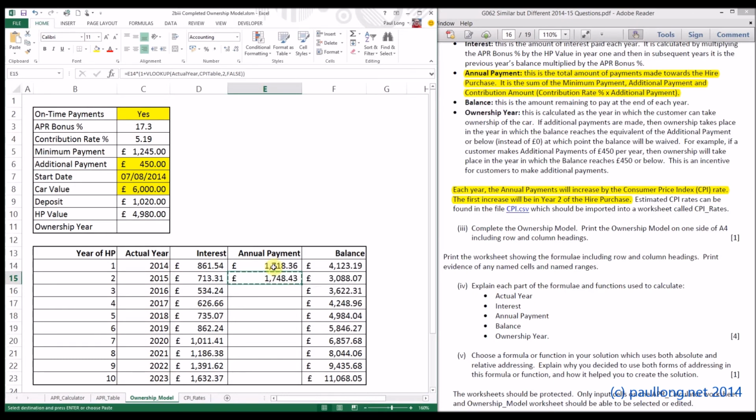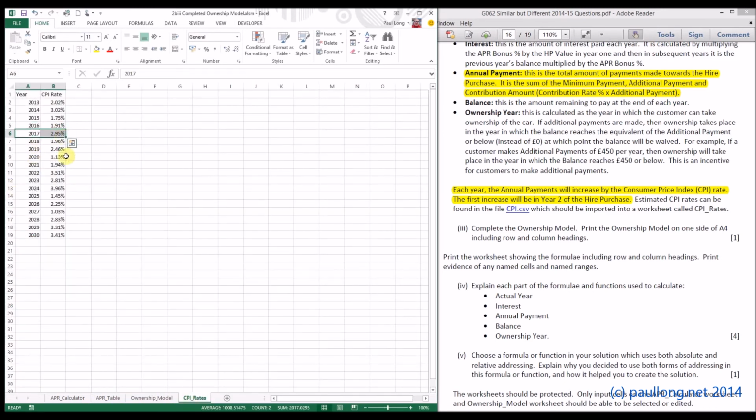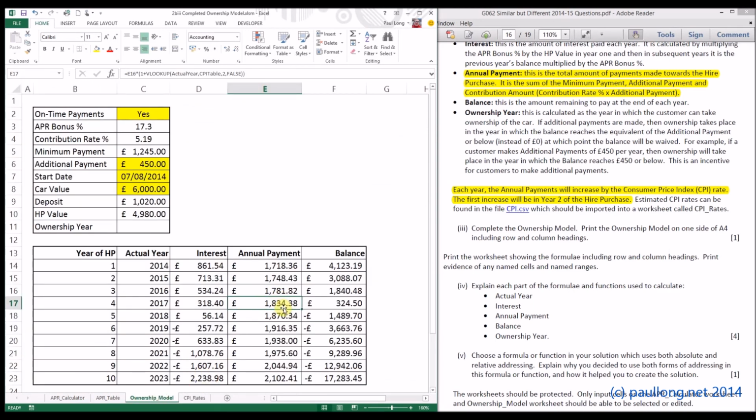So what we can now do is copy that, paste it down again, and let's just have a look at one of these. So we have a look at that one. It's gone to E16, still using the actual year. So it will have looked at this time 2017. 2017 will have given it 2.95%. Okay, so that will have increased by more than other years.